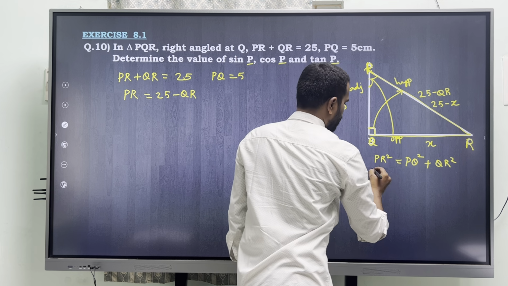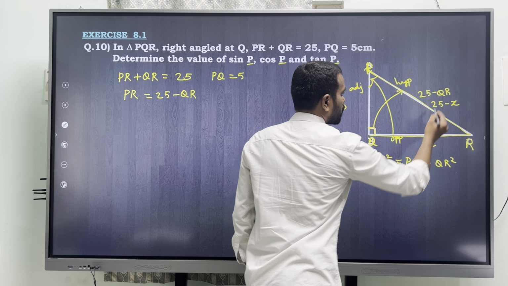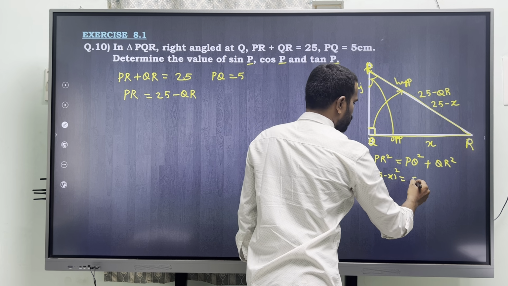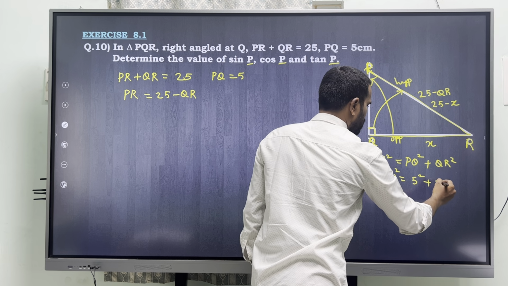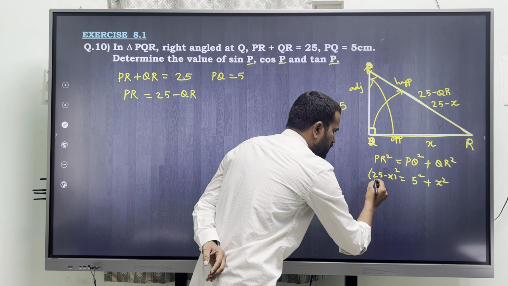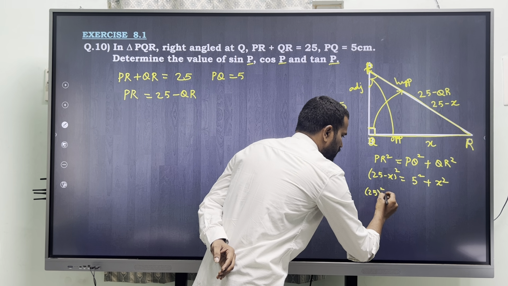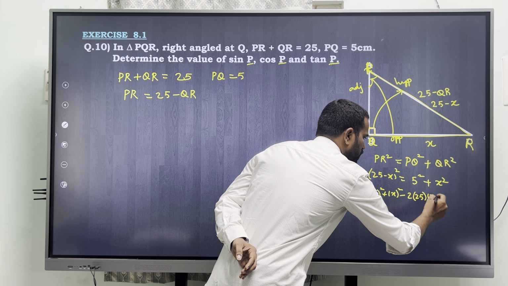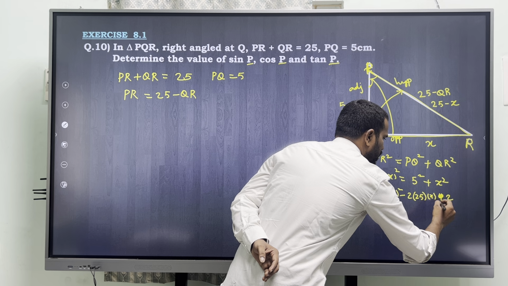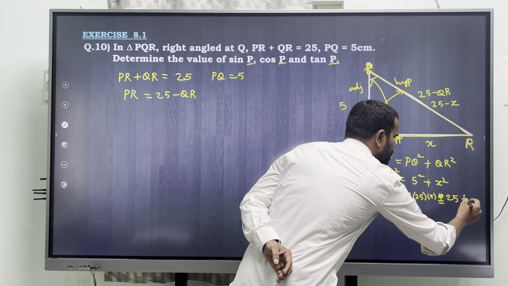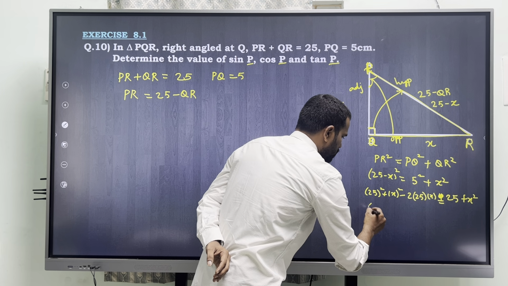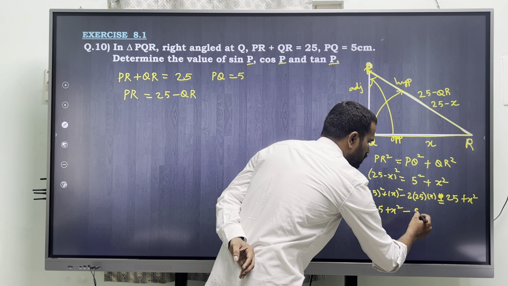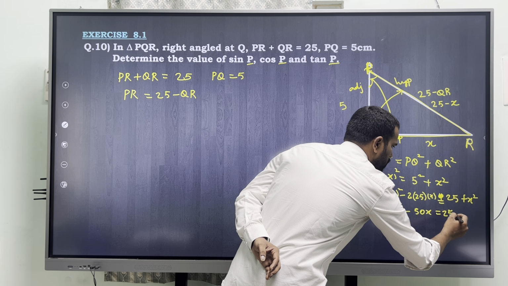So PR is how much? 25 minus X. Here QR I have taken as X, right? Whole square equal to PQ how much? PQ is 5 square plus QR is how much? X square. So this is A minus B form, right? A square plus B square minus 2AB. So 625 plus X square minus 50X is equal to 25 plus X square.